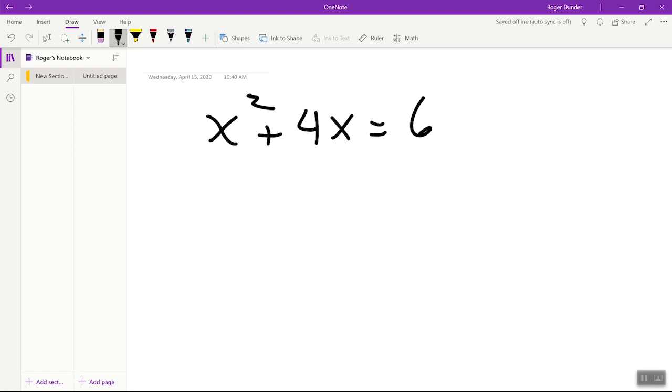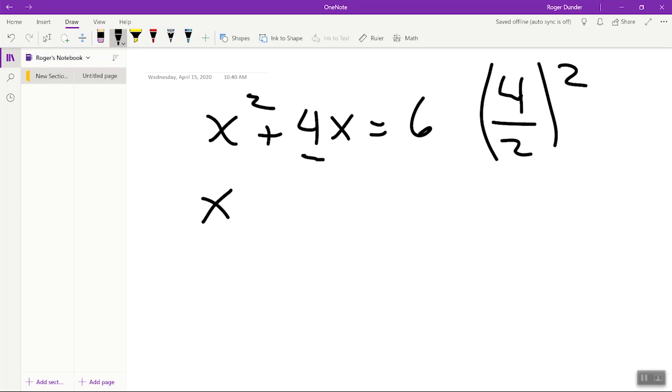The answer is we add the square of half the coefficient of x. Listen to me carefully. The square of half the coefficient of x. What is the coefficient of x here? Is it not 4 right there? So what is half of 4? You take 4, you divide by 2, and you square it. So we then add that to both sides.